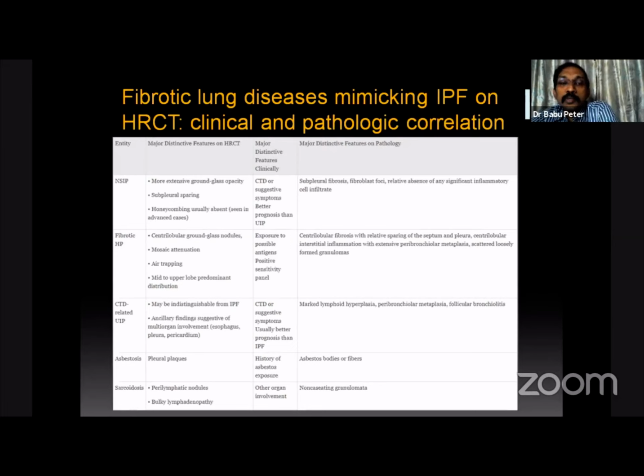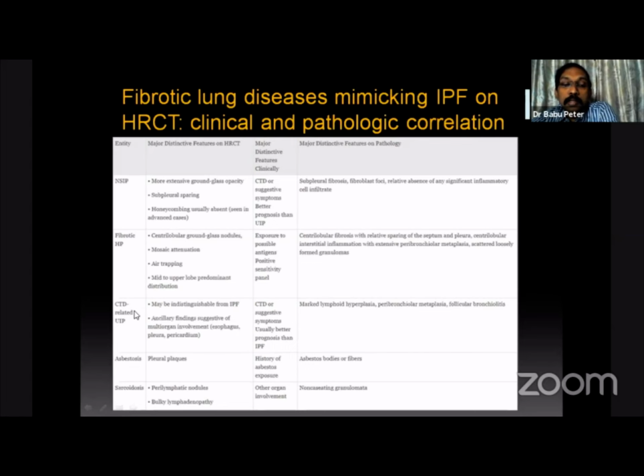So there are several causes of fibrotic lung disease that can mimic idiopathic pulmonary fibrosis on HRCT. We saw a few of them. It can be due to an NSIP pattern or a fibrotic hypersensitivity pneumonitis. It can be due to collagen vascular diseases, or it can be due to aspergillosis or sarcoidosis. Typically, a few features may be used to differentiate based on the basal distribution. For example, fibrotic hypersensitivity pneumonitis has a mid or upper lung distribution. Subpleural sparing is seen in NSIP, with more honeycombing in UIP.